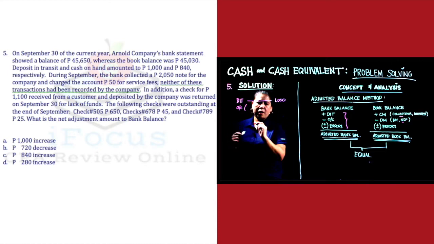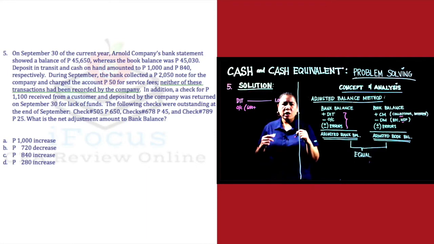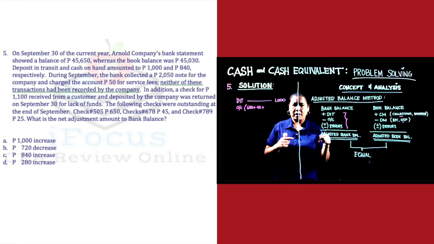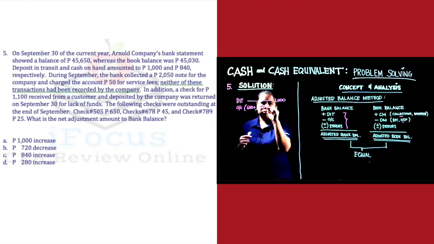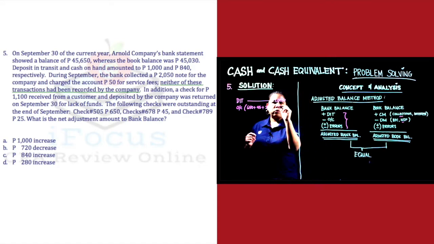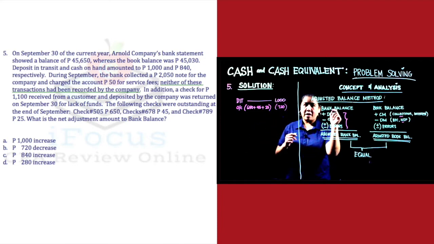So, magkano ba ang outstanding checks natin? Check number 505 of 650. Check number 678 of 45. And another check number 789 amounting to 25. So, all in all, yan na po yung mga outstanding checks natin. So, magkano ang outstanding checks natin? We have 720 outstanding checks. Yan po ay minus sa bank balance natin.